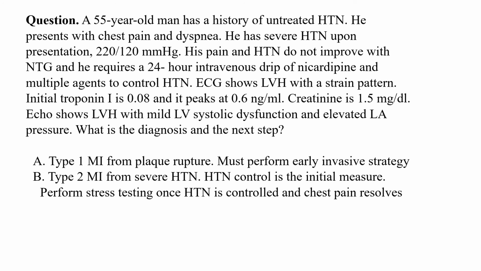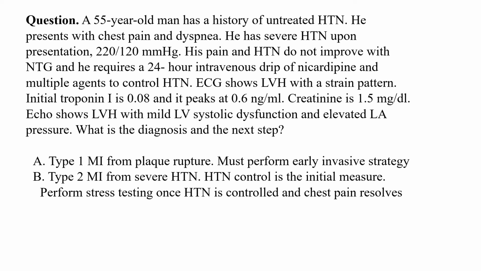Initial troponin is 0.08 and peaks at 0.6, more than the prior case I showed. Creatinine is 1.5. Echo shows LVH with mild LV systolic dysfunction and elevated LA pressure. What is the diagnosis and the next step? A, type 1 MI, must perform early invasive strategy. B, type 2 MI from severe hypertension, just control the blood pressure and eventually perform stress testing once hypertension is controlled.